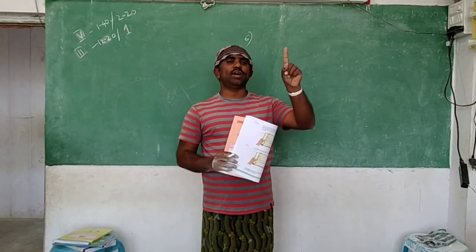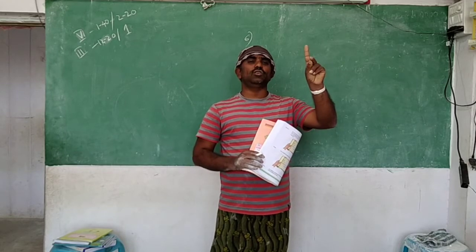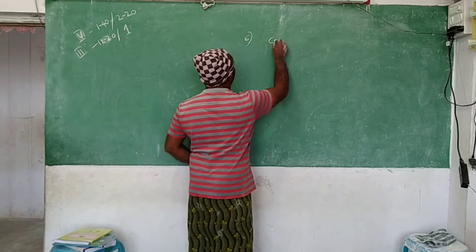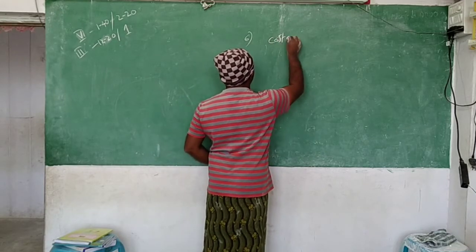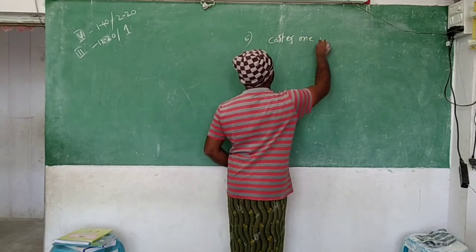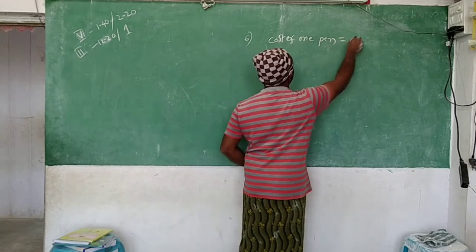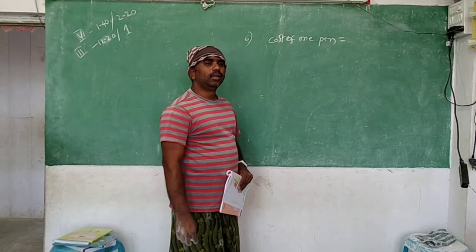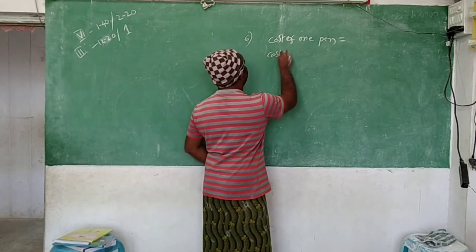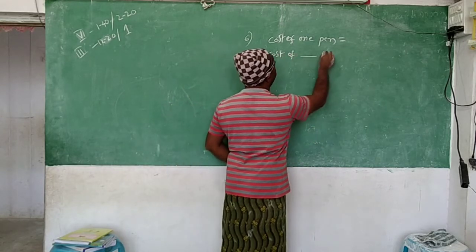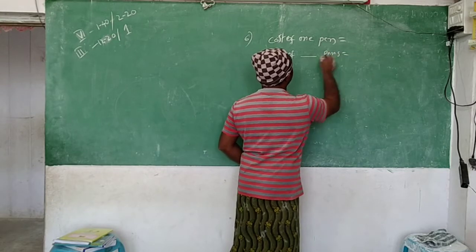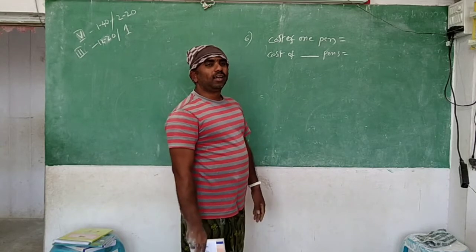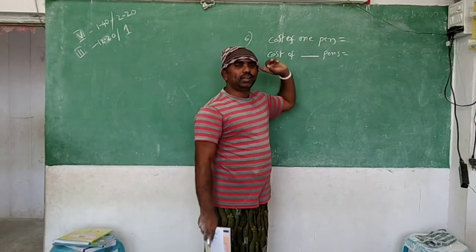We know the cost of one pen. We want to find out the cost of 48 pens. We know the cost of one pen is equal to how many rupees? Okay, now what are you going to find? The cost of how many pens? I have kept a dash here. Here you write the number 48.